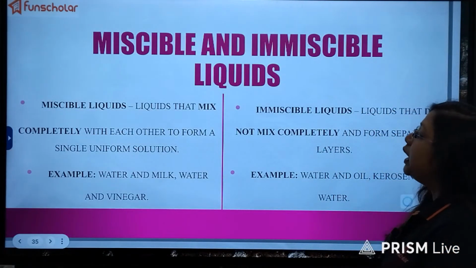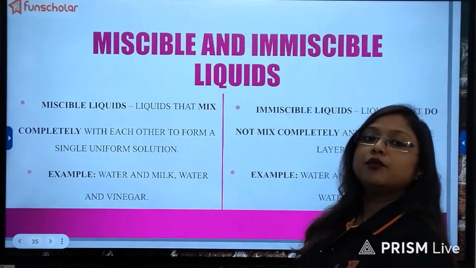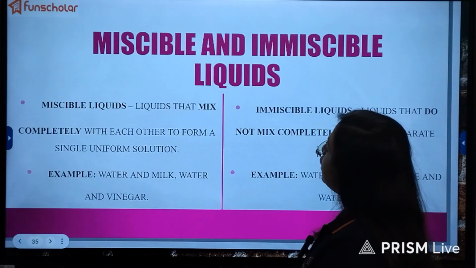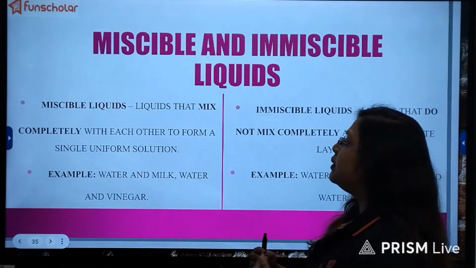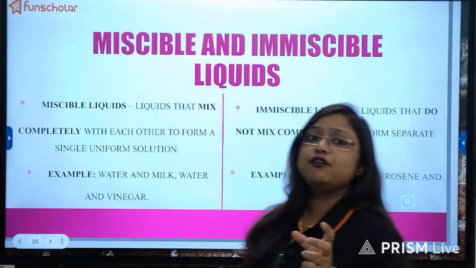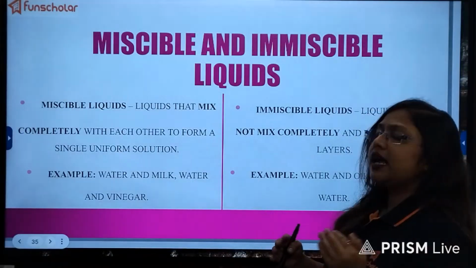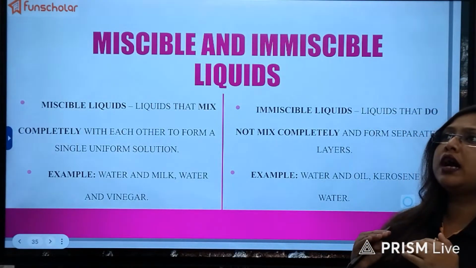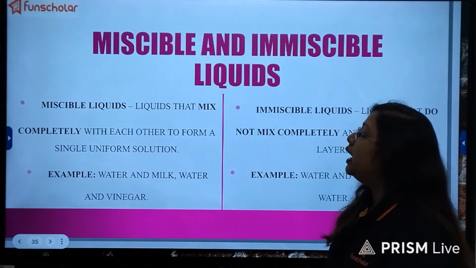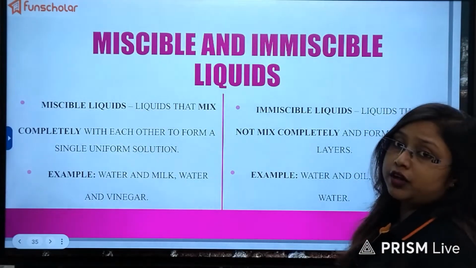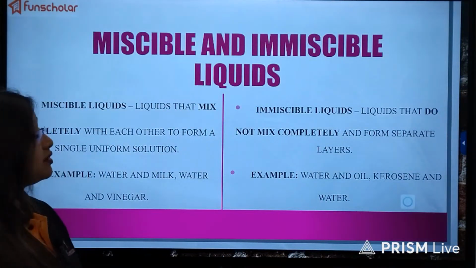What is a miscible liquid? Liquids that mix completely with each other to form a single uniform solution. So we can say two kinds of liquid which mix with each other to form a single uniform solution, where the balance of both is in equilibrium. Like water and milk, and water and vinegar, they are making a miscible liquid.